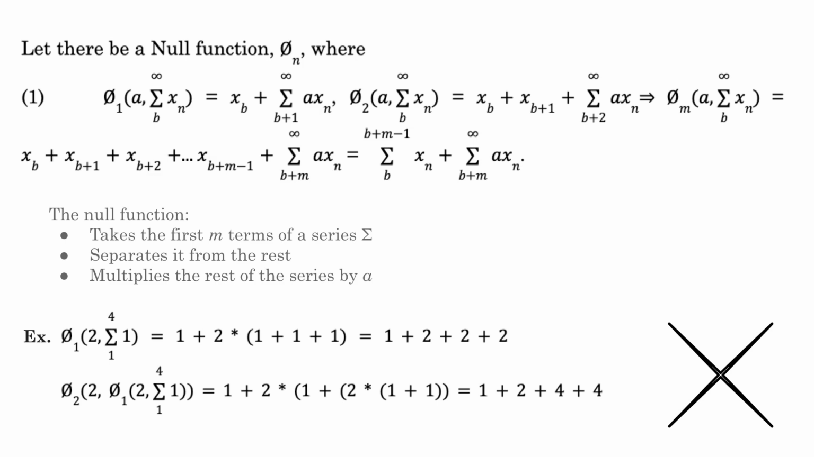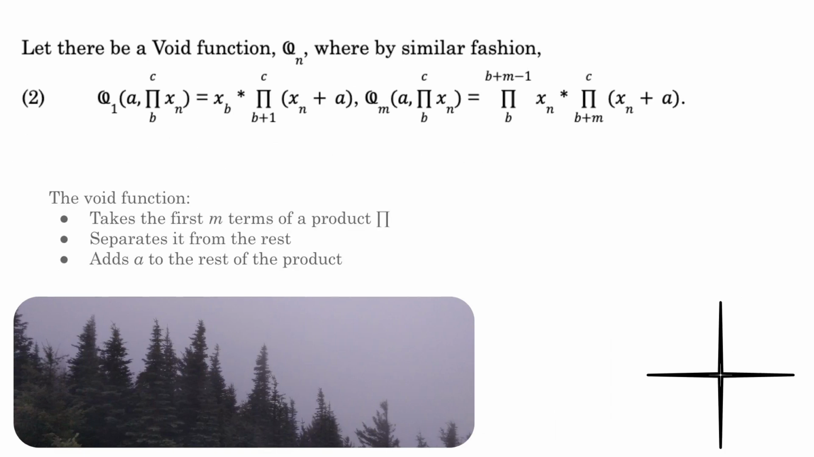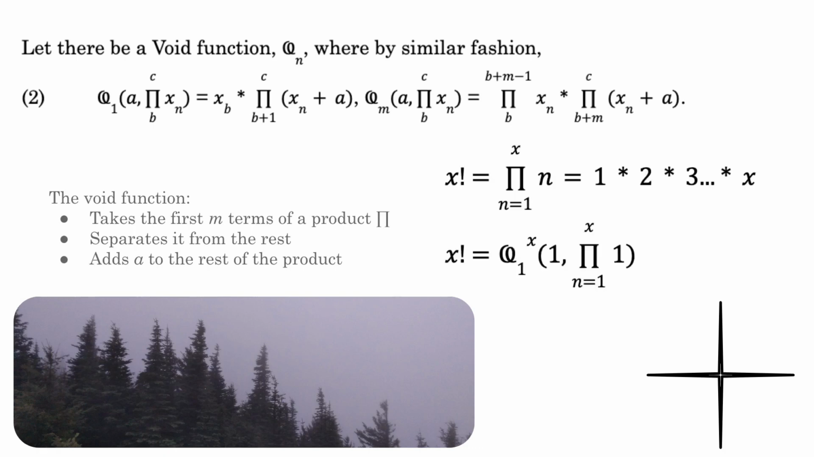So for null subscript 2, we take the first two terms of a series and then separate it, multiply the rest by 2 again to get you 1 plus 2 plus 4 in this case. Let there be another function called the void function, which similarly takes the first m terms of a product, separates it from the rest, and adds a to the rest of the product.